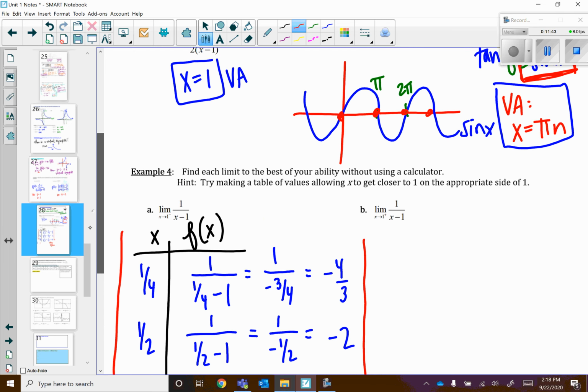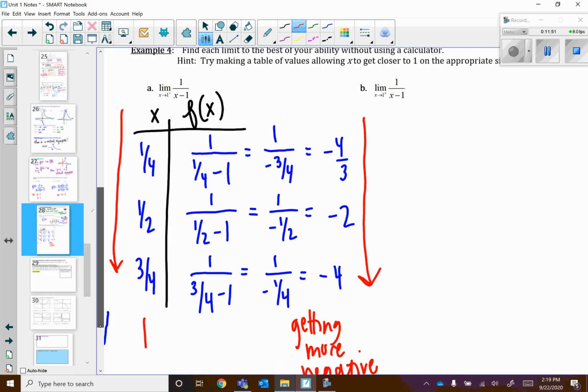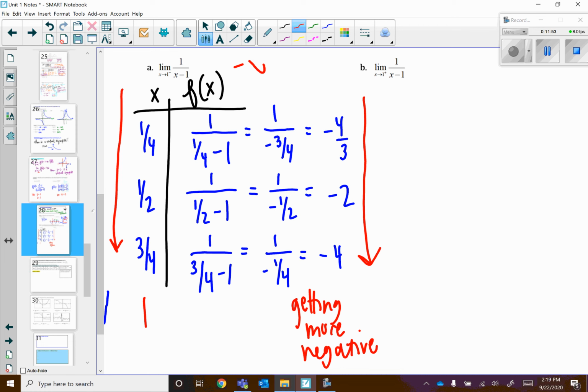Thus, I can say, because I know that there's an asymptote at 1, so I know it can't actually be something, I am getting more negative. What am I approaching? I'm approaching negative infinity, and of course, therefore, the limit does not exist. So this first limit for a is negative infinity, therefore does not exist. I'm going to let you try the other table and see if you can figure out the limit as I approach 1 from the positive side.